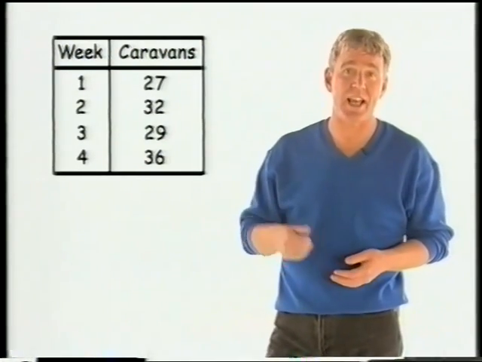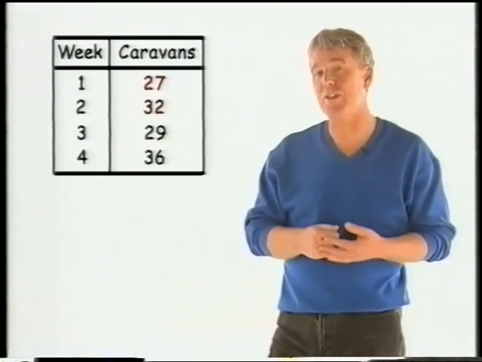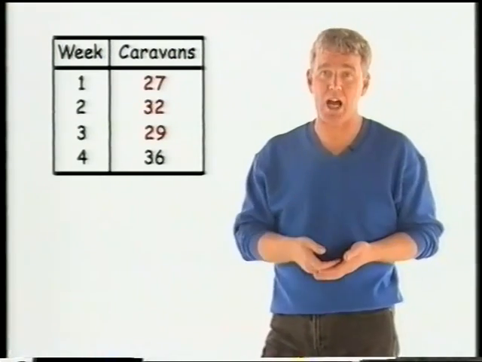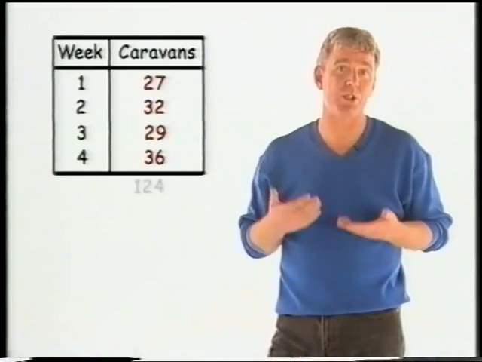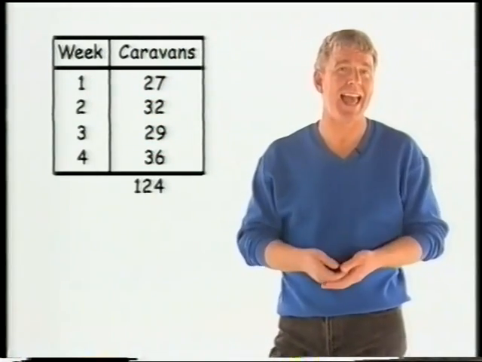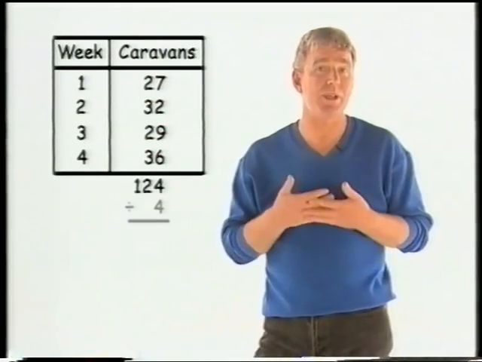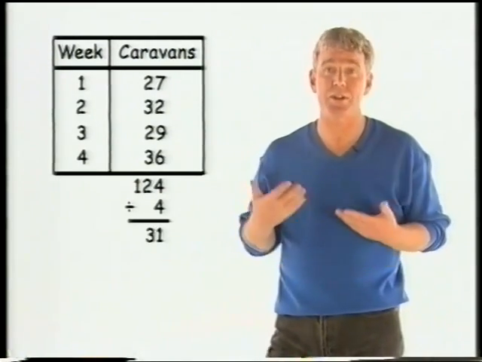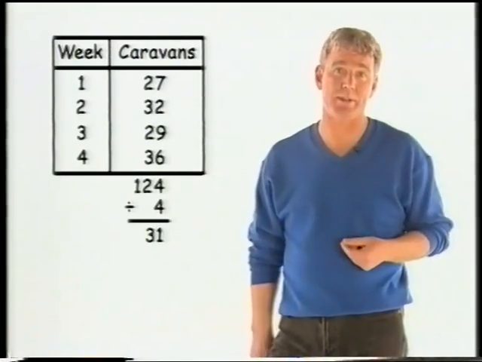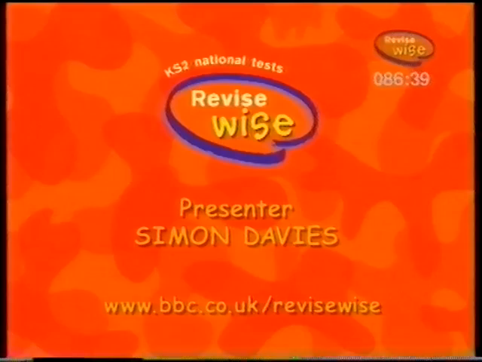The table says there are 27, 32, 29 and 36 caravans. That all adds up to 124. And there are 4 weeks, so we divide by 4, which is 31. So the mean average is 31. If you found any of that difficult, you can always rewind the tape and try the questions again. Good luck with your revision.